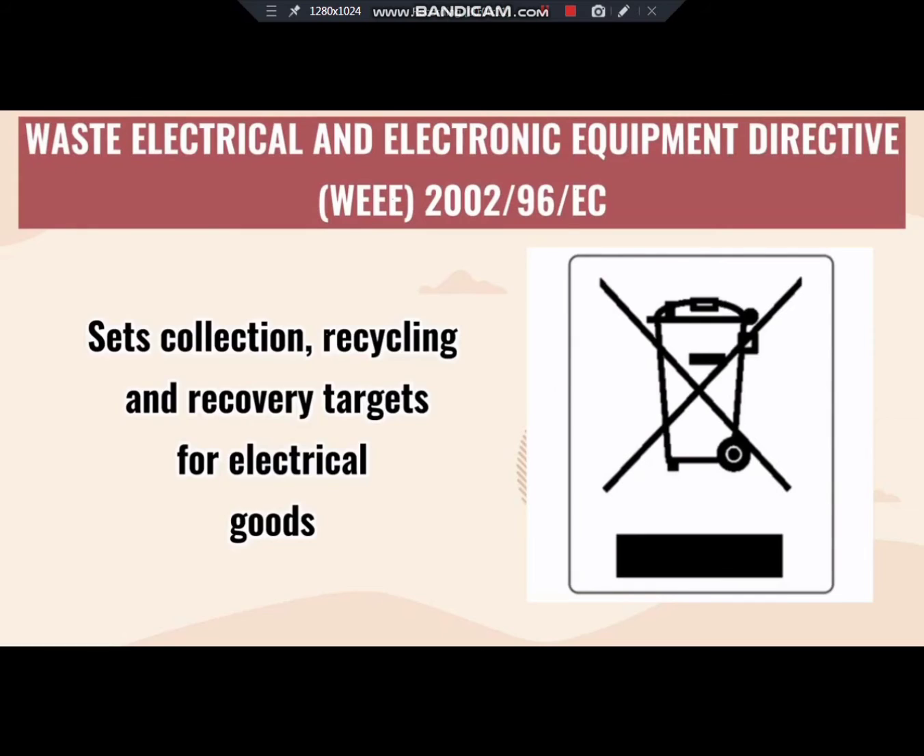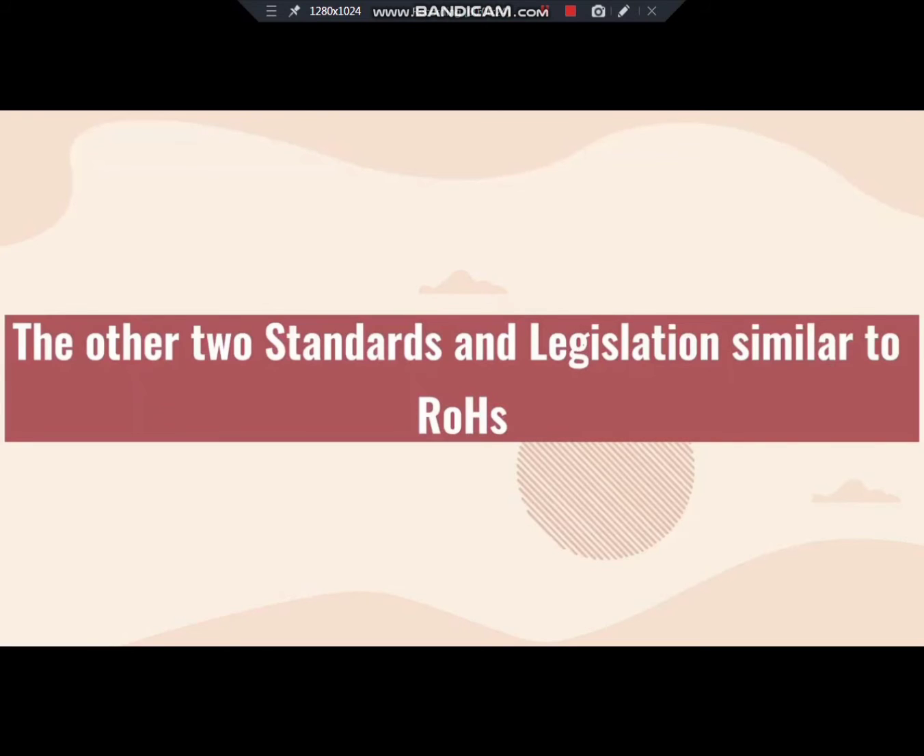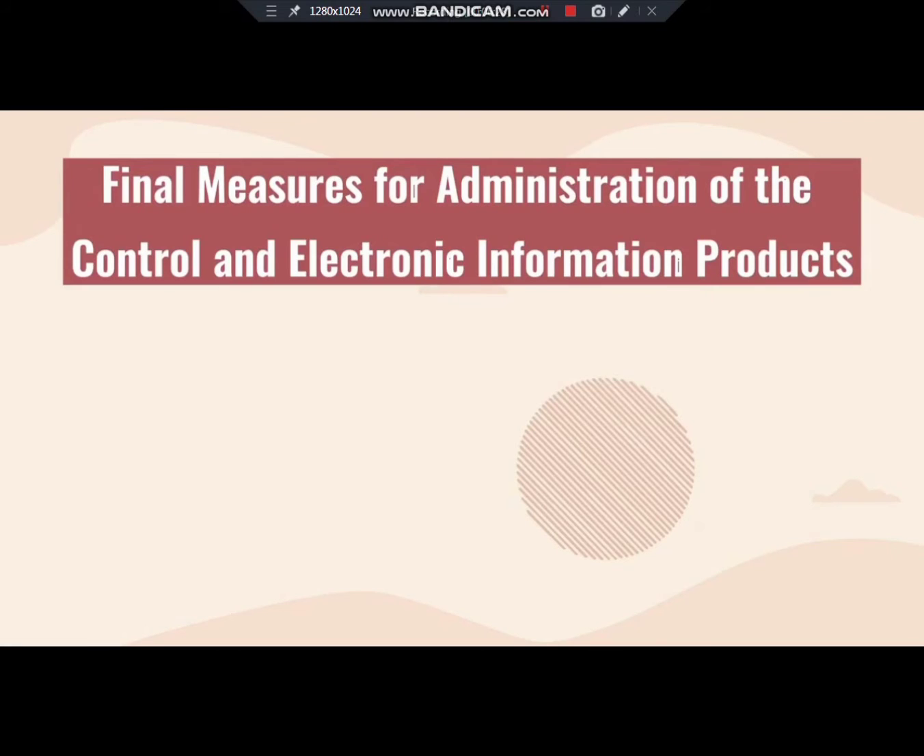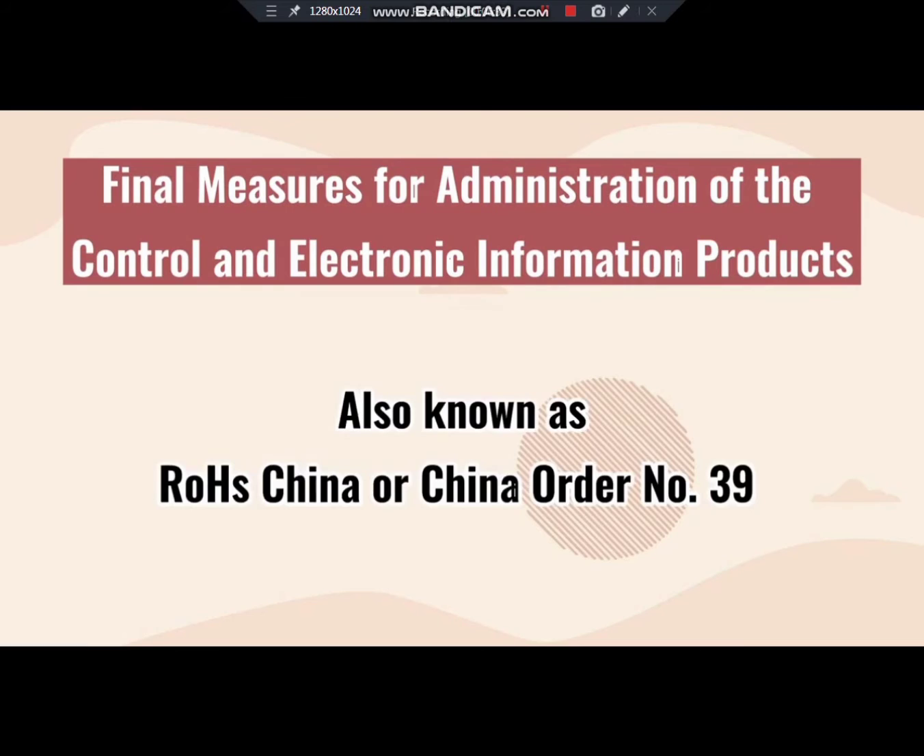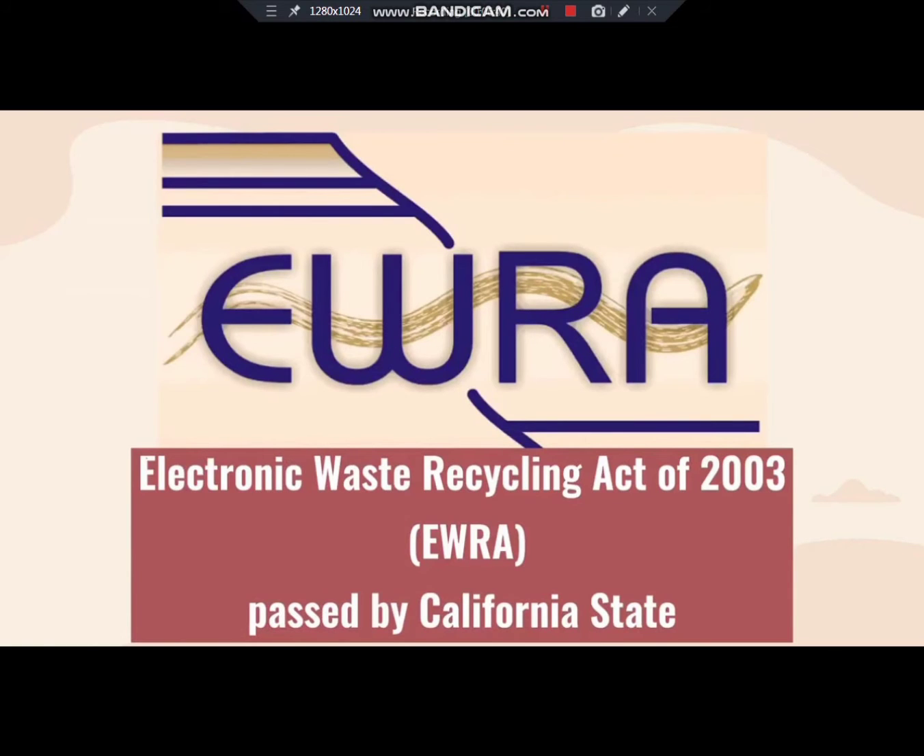Waste Electrical and Electronic Equipment Directive of 2002, number 96/EC. This sets collection, recycling, and recovery targets for electrical goods. The other two standards and legislation similar to RoHS: first, the Measures for the Administration of the Control of Pollution by Electronic Information Products, also known as RoHS China or China Order Number 39. Second, the Electronic Waste Recycling Act of 2003 or EWRA, passed by California State.